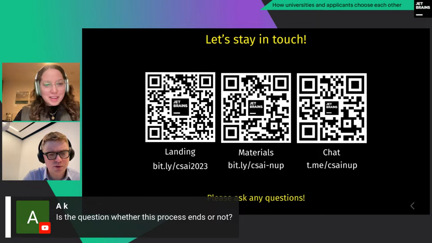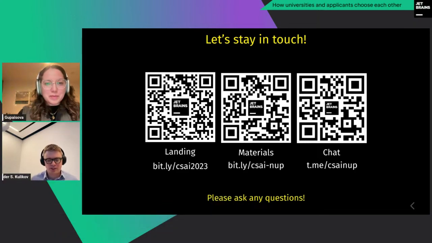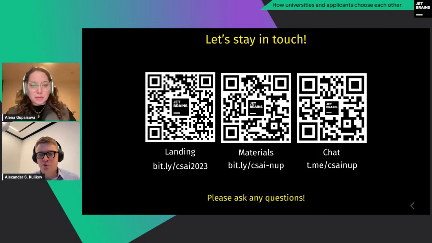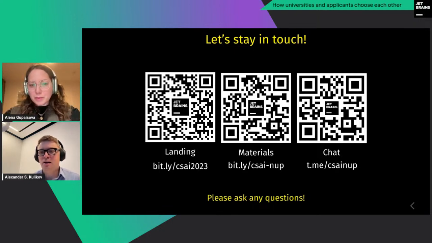Is the question whether the process ends or not? Yeah, okay, so I hope I addressed this question already in the presentation. Indeed, the process always ends. It stops when the constructed matching is already a perfect matching, and I proved that by the end of the day it will construct a perfect matching, and as soon as we construct a perfect matching, it is actually a stable matching. Okay, so let's move on to the next one.